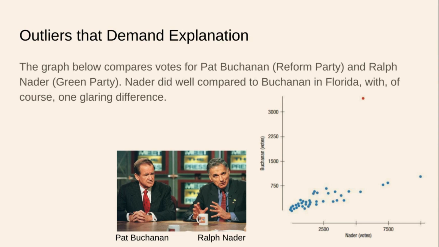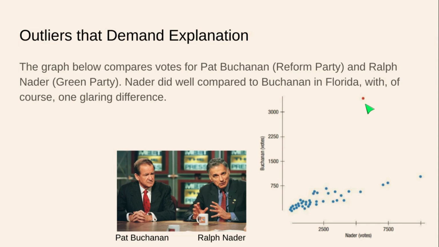So the graph below compares votes for Pat Buchanan, who represented the Reform Party, and Ralph Nader, who represented the Green Party. Obviously not front-runner parties, not Republicans or Democrats. But this was nonetheless a really important event that is going to unfold between these two candidates. Nader did well compared to Buchanan in Florida, with, of course, one glaring difference. And the book did not need to highlight this point right here. It stands very far away.